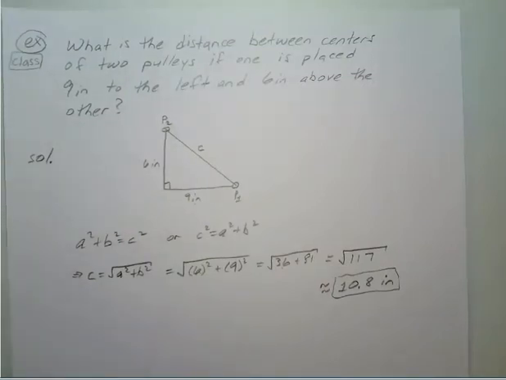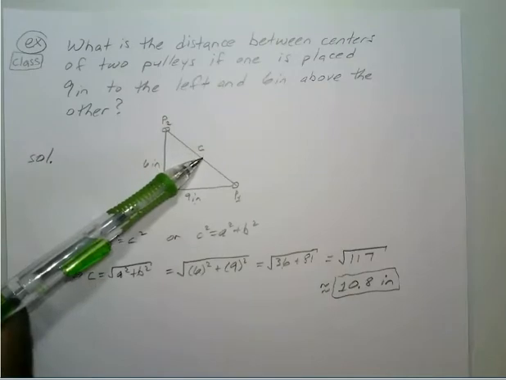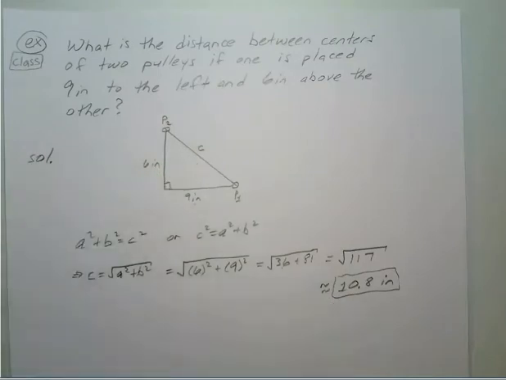Okay, but they will usually tell you to round it to the nearest tenth, the nearest whole number, the nearest hundredth, or whatever the case may be. Just so happens in this one, we just rounded it. So we could have put C equals the square root of 117, or we could just put approximately 10.8 inches.